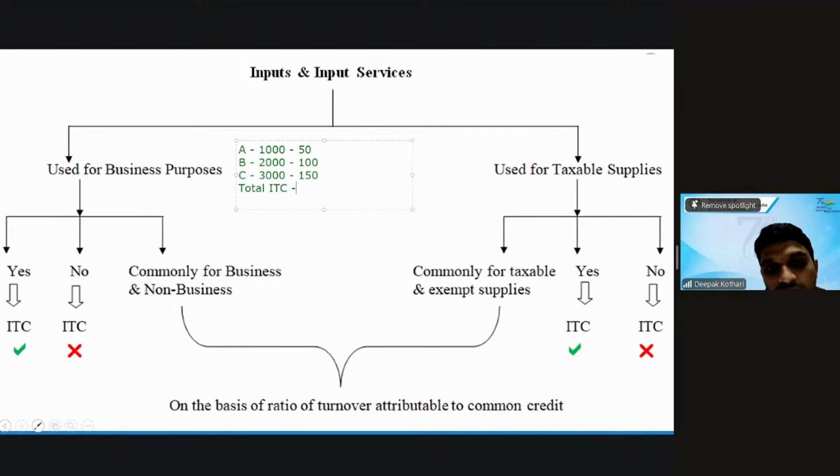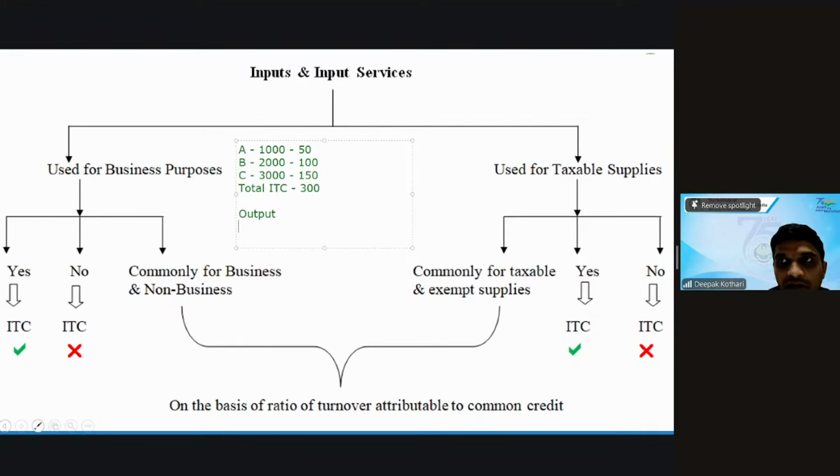Simple, 100, 200 and I think 300 rupees is my total ITC, right? इतना हो गया. Now my output. This is what I procured and this is a credit which is available. Now मेरा output will decide whether this full 300 is available to me or no.